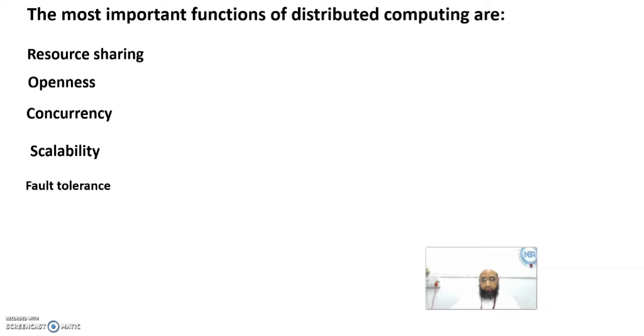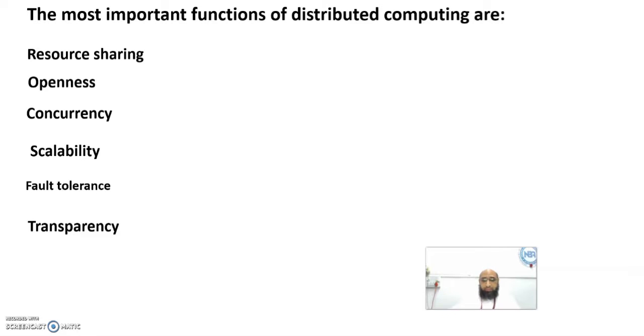And one important function is fault tolerance. That is, how easily and quickly can failures in part of the system be detected and recovered. Fault tolerance means, suppose in a centralized system, if the main node is not working, the whole system will not work. But here, if one node is not working, then another node will take care of it. And the last is transparency.